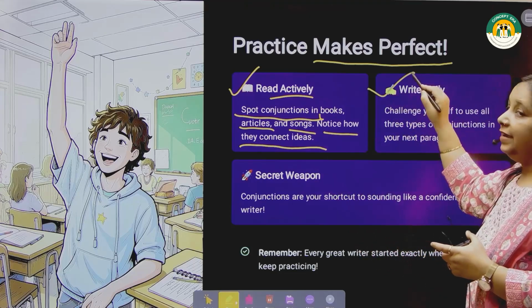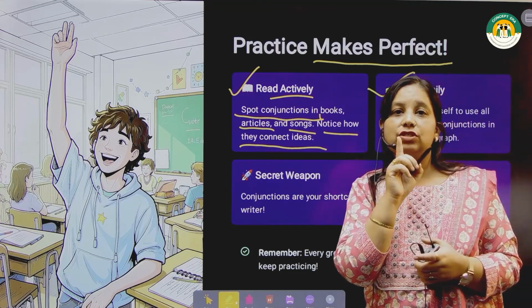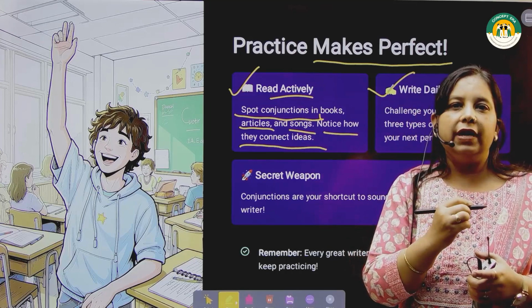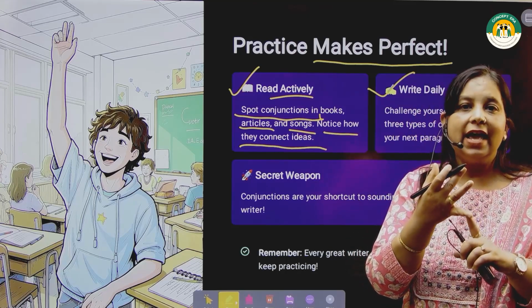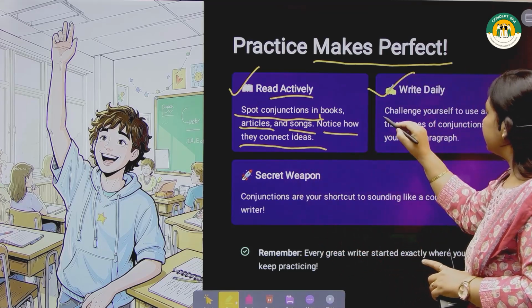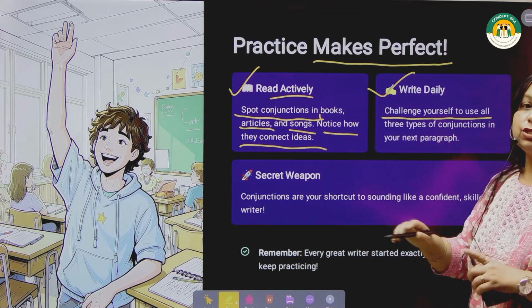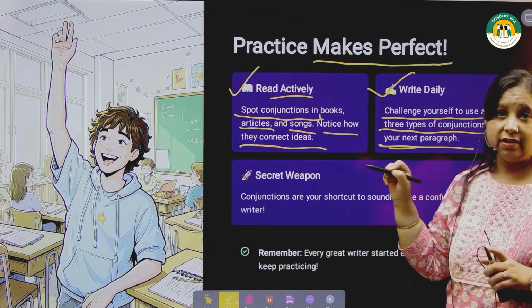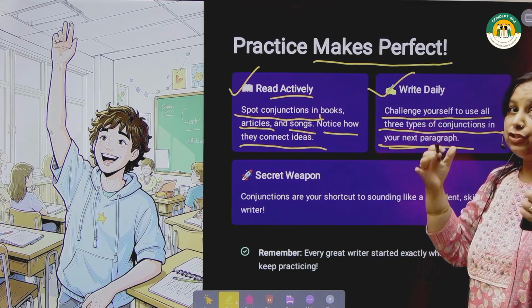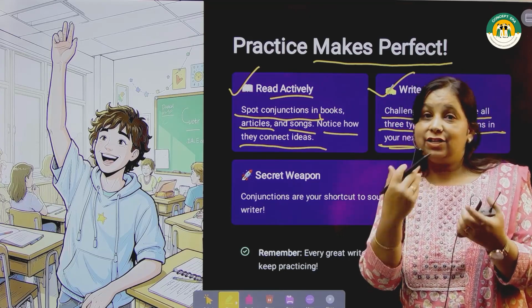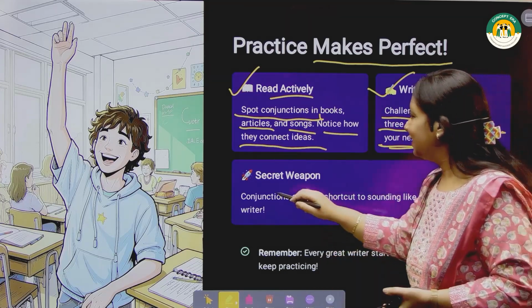Second one, write daily. This is also very important, that if you start writing in a regular way now, definitely your speaking as well as your writing both can be improved. Challenge yourself to use all three types of conjunctions in your next paragraph. It is a task that you need to do at your home as homework.